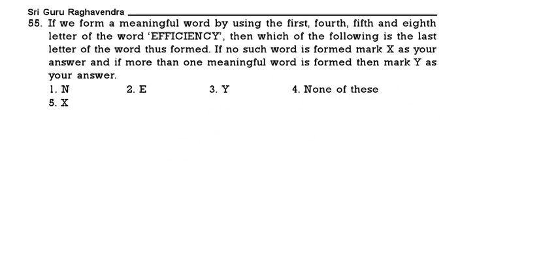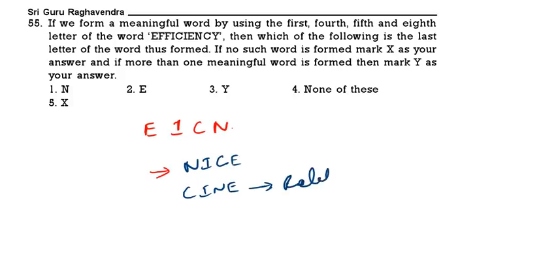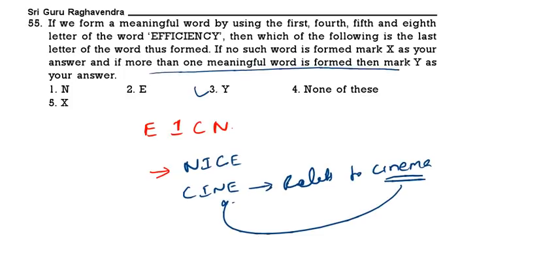Next question. If you form a meaningful word by using first, fourth, fifth, 8th letters of the word efficiency. So efficiency, the letters: first means E, next C, fourth letter, next C, next Y. So how many meaningful words? We are having nice, then we are having sign. Nice means all of you know. Sign means related to cinema. Cinema is a word, another word for sign. So we are having more than one. If more than one meaningful word, your answer is Y.